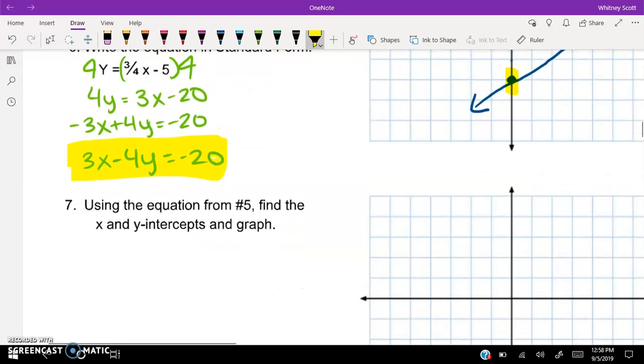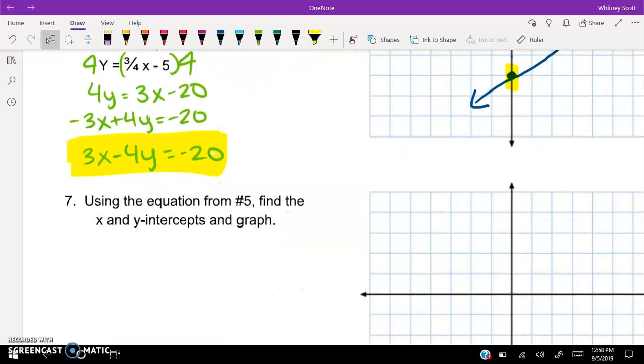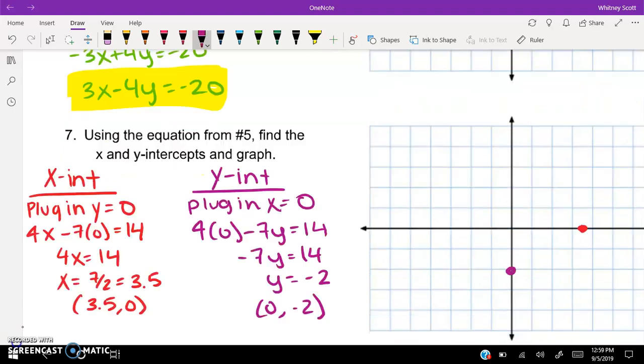On number 7, we're going to use the equation from 5, but we're going to find our x and y intercepts. You might want to make note of this if you don't remember. How you can find your x-intercept is plug in 0 for y. How you find your y-intercept is plug in 0 for x. When I ask you for an x-intercept or a y-intercept, I want you to write that as an ordered pair. Okay, so work this and graph it and then check back.